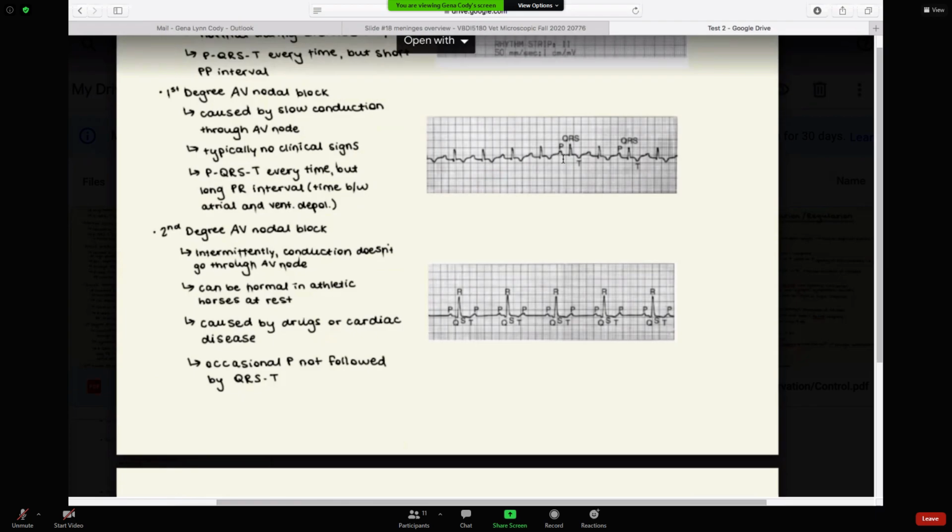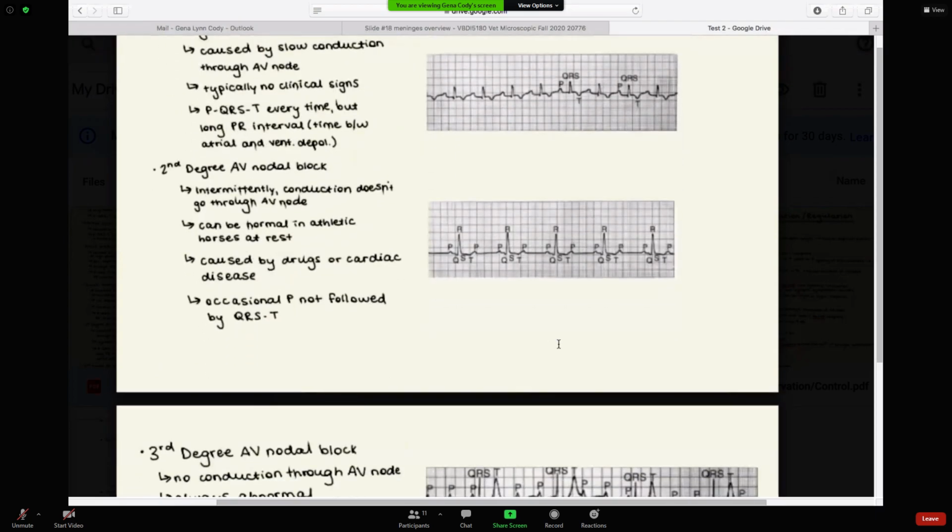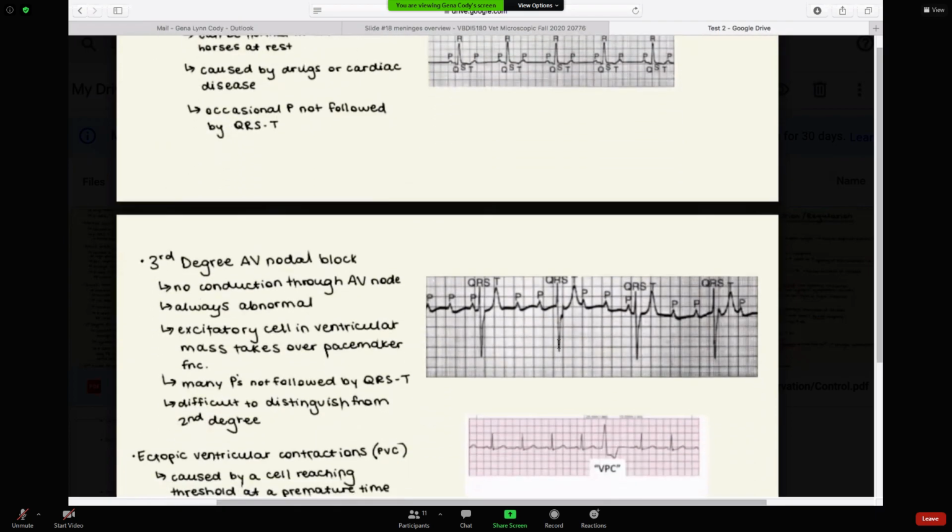It's just a little slow in this PR interval. This one, I'm going to get some Ps without a QRST. And that's the big difference in reading it.